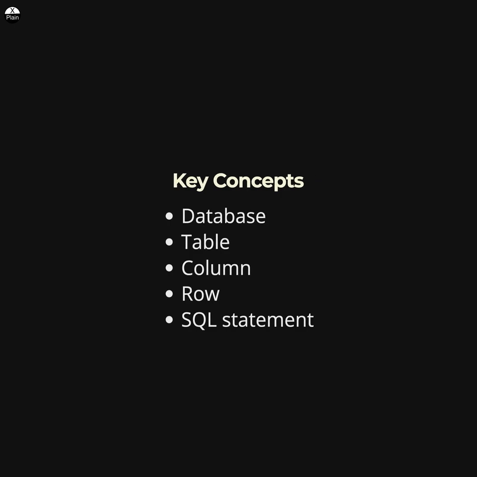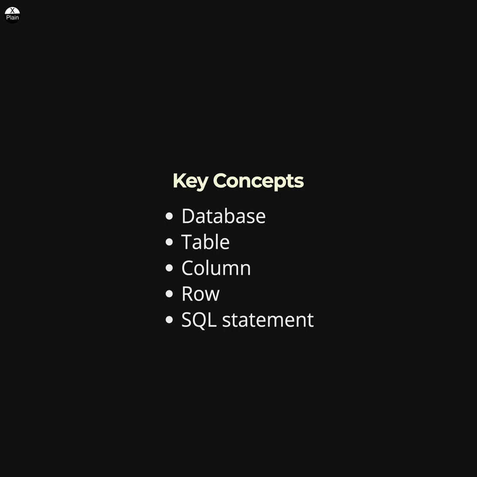Here are some of the key concepts in SQL. Database. A database is a collection of data organized into tables. Table. A table is a collection of data organized into rows and columns. Each row represents a record and each column represents a field.